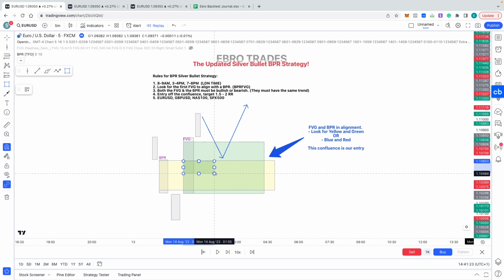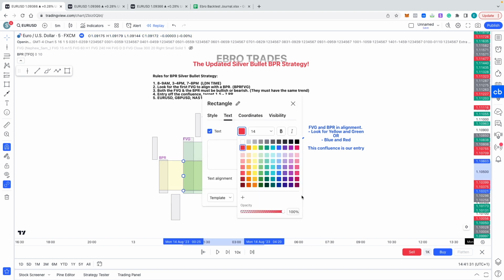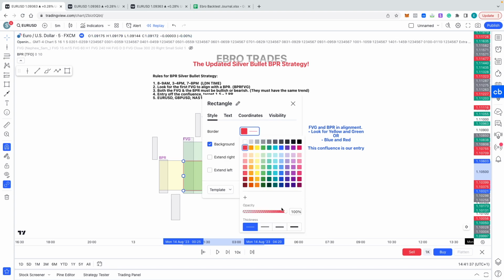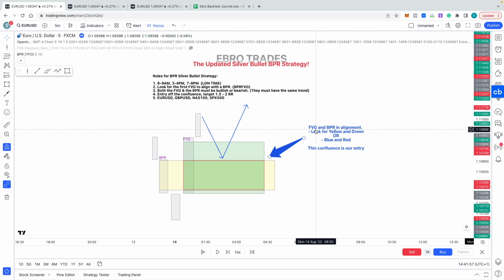So this region over here, which I will make green, is our fair value gap. Yeah. So this is our fair value gap. This red rectangle over here is our balanced price range. So we have a balanced price range and we have an alignment with a fair value gap. They are both bullish, and so this is our confluence for entering the trade. So you can see over in here, the fair value gap and the balanced price range are in alignment. We look for yellow and green or blue and red.